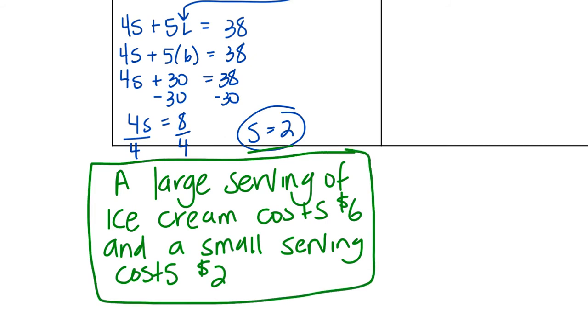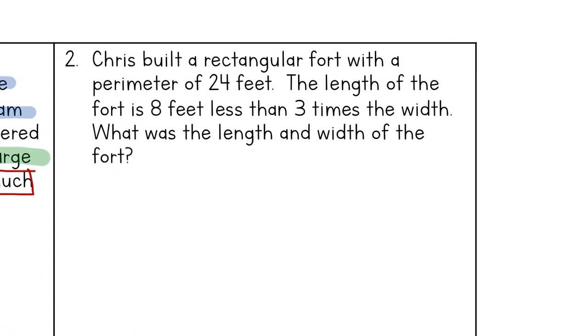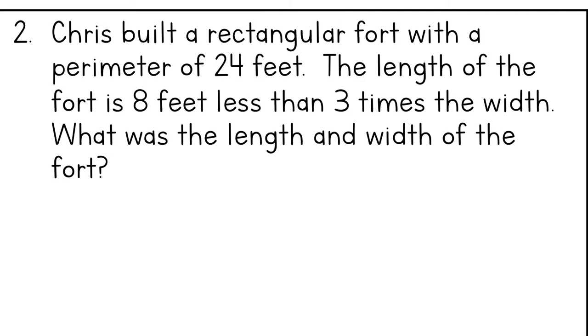Okay, good. Now let's do the second example. Okay, it says, Chris built a rectangular fort with a perimeter of 24 feet. The length of the fort is 8 feet less than 3 times the width. What was the length and width of the fort?